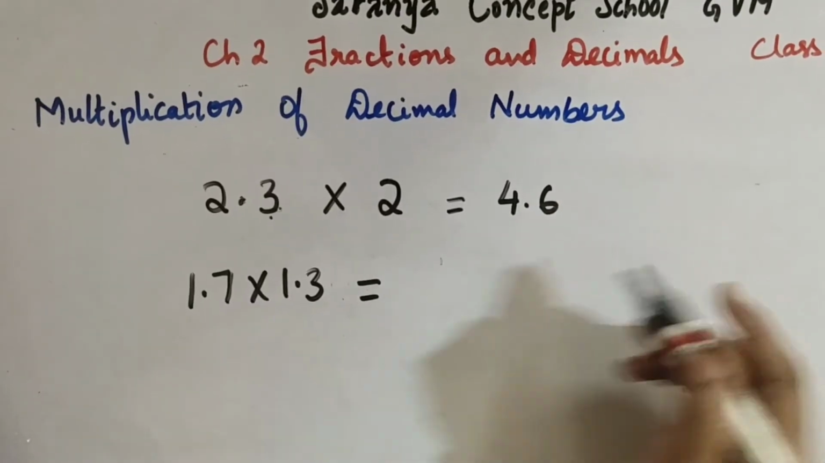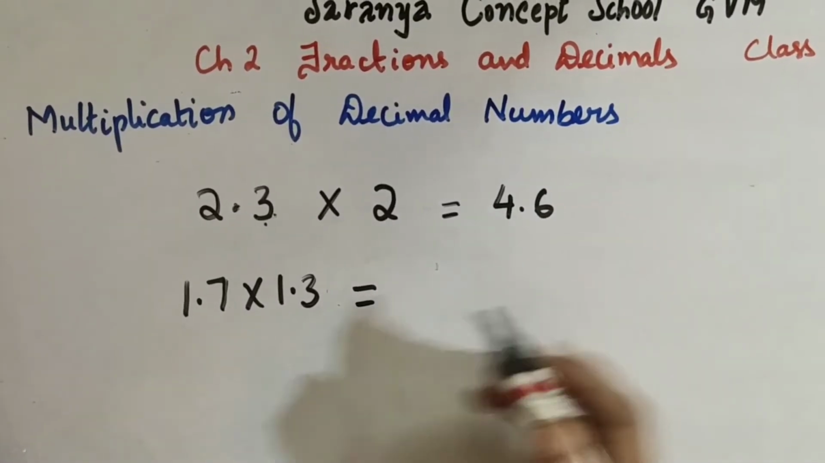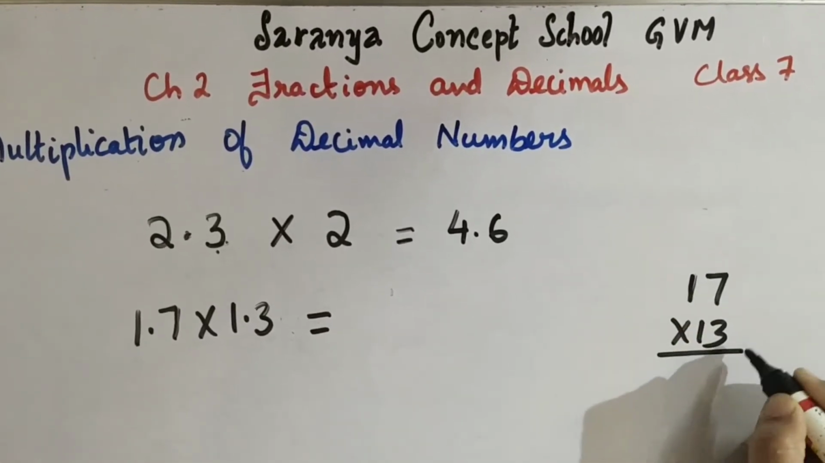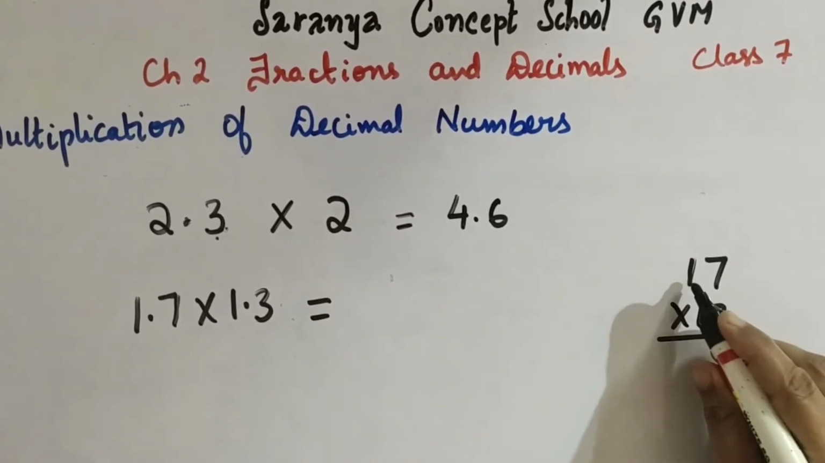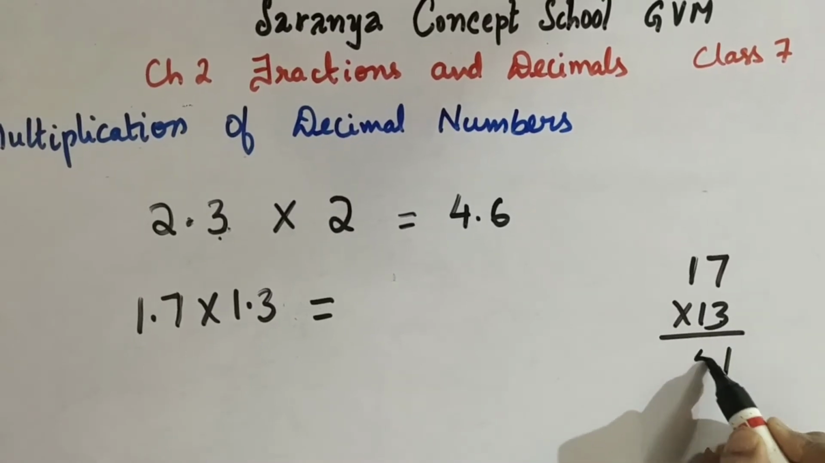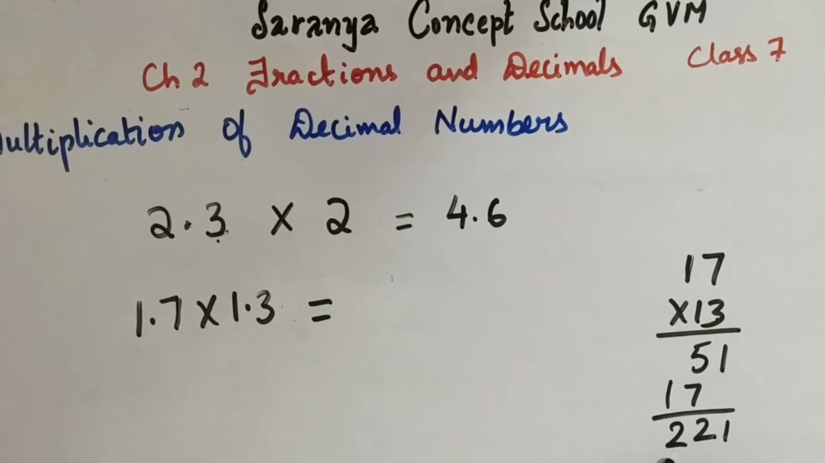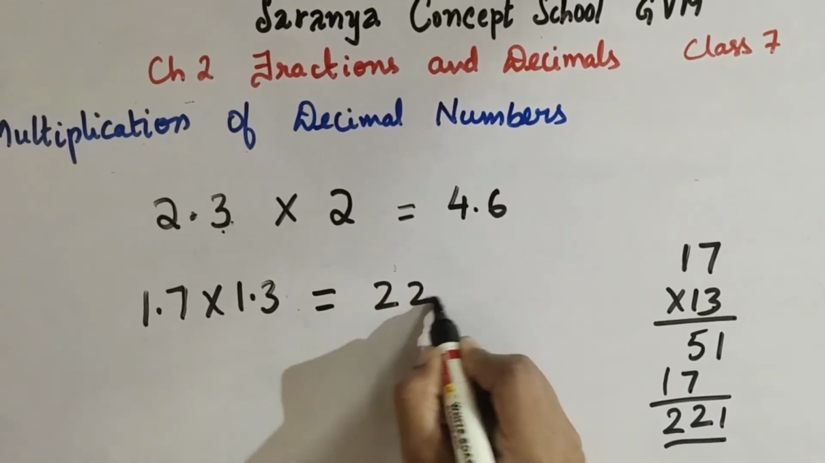Now let us check this example. Normal multiplication we have to go with. So 17 into 13, 17 13s are how much? 3 7s are 21, 2 carry. 3 1s are 3 plus 2, 5. 1 7s are 7, 1 1s are 1. So 2 2 1. So this is 221, right?